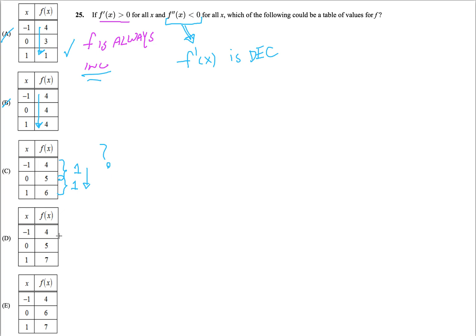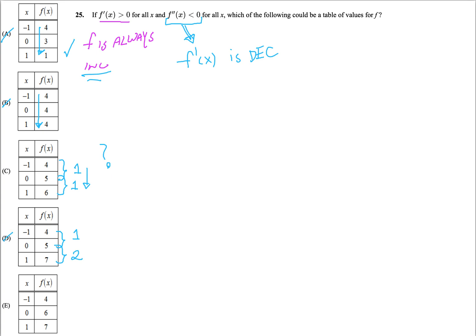So now let's look at D. The rate of increase between these 2 points is 1. But then the rate of increase between these 2 points is 2, right? I went 1 up in x, but I went 2 up along y. So the rate of increase of f of x was 1 here, and then the rate of increase from 0 to 1 was 2. So the rate of increase was increasing here.